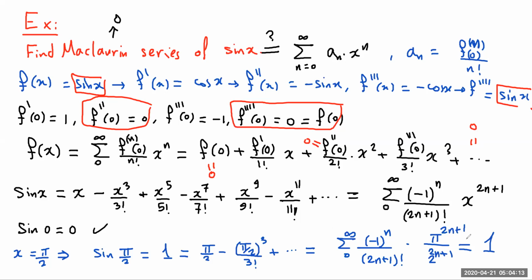Okay, like this we can prove some formulas by giving x some numbers. We can verify using the ratio test that this series of sine x is correct for any real number. So the radius of convergence, we can calculate this. It will be infinity. So this formula is correct for any real number.